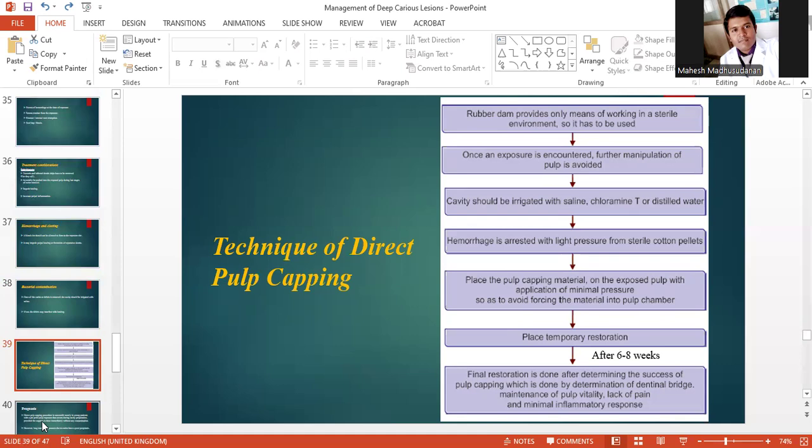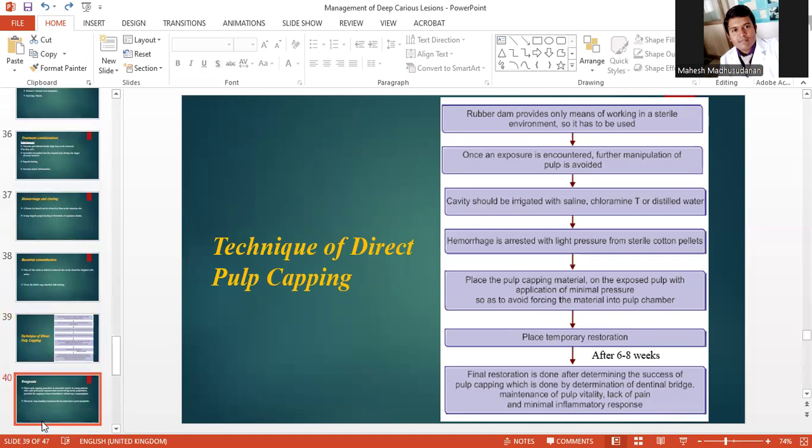Then place a temporary restoration, and after 6 to 8 weeks, the final restoration is done after determining the success of pulp capping, which is done by determination of dentinal bridge formation, maintenance of pulp vitality, lack of pain, and minimal inflammatory response.